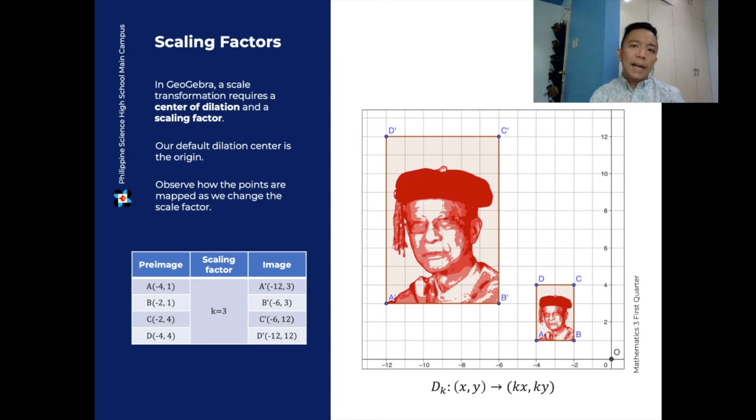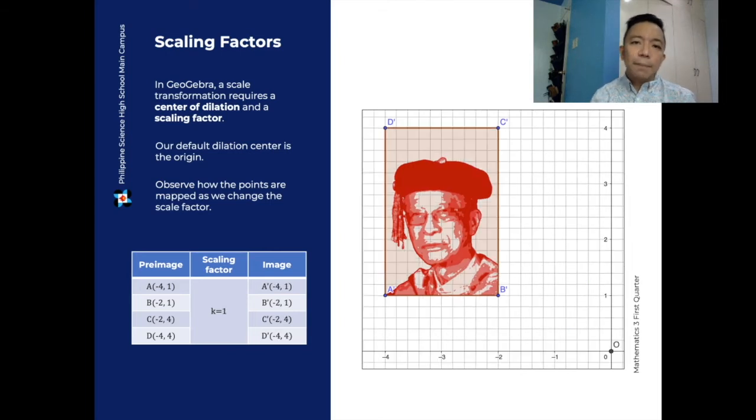So, we could formalize yung mapping and we'll call it D sub K. D for dilation, K is the scaling factor. It maps XY papunta kay K times X, K times Y. Tignan natin, paano pag less than 1, pero positive pa rin, yung dilation factor. Kasi kanina lumalaki yung image natin compared sa pre-image.